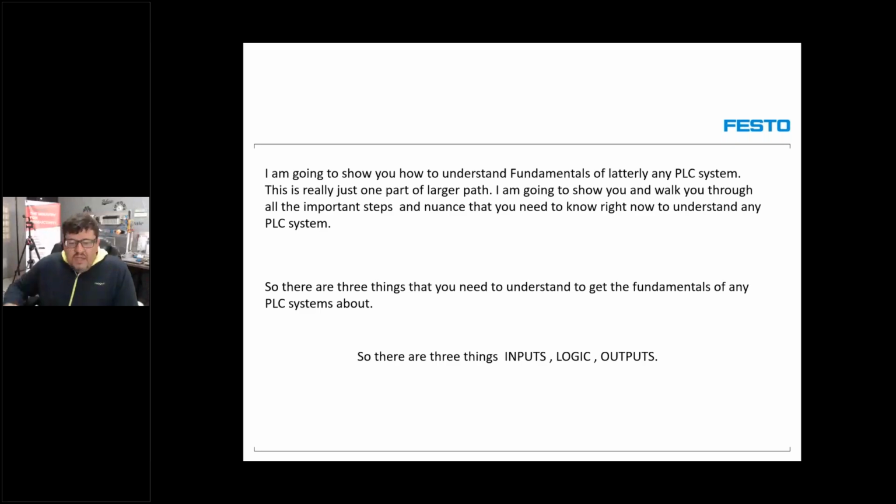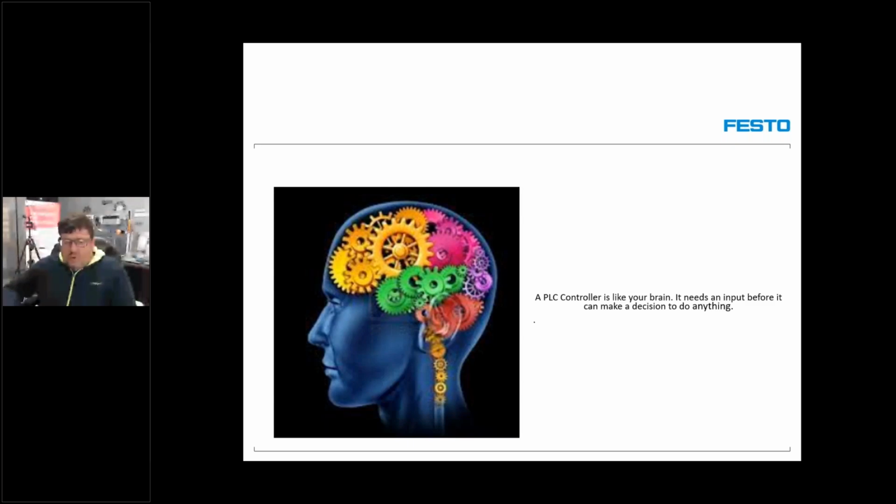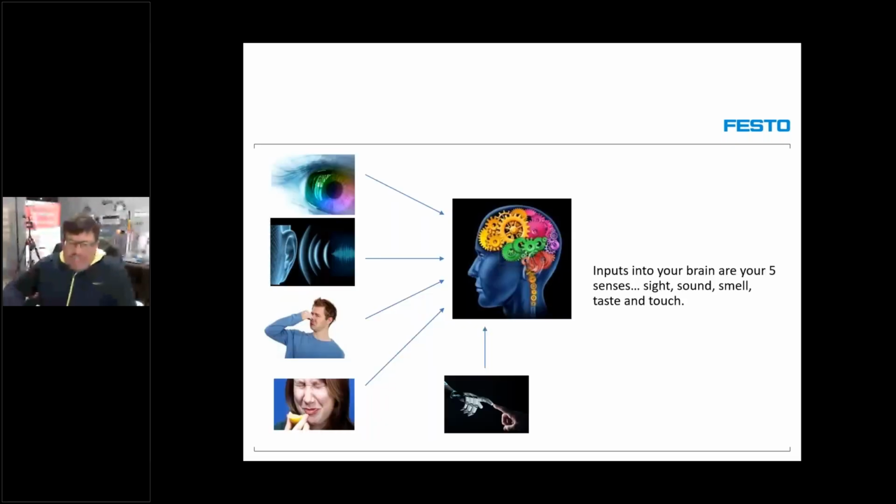Now, I'm comparing your logic part, or the PLC that is your controller, to the human brain. A PLC controller is like your brain. It needs an input before it can make a decision to do anything. That means your PLC will make decisions for you on your behalf, according to your philosophy and according to your system.